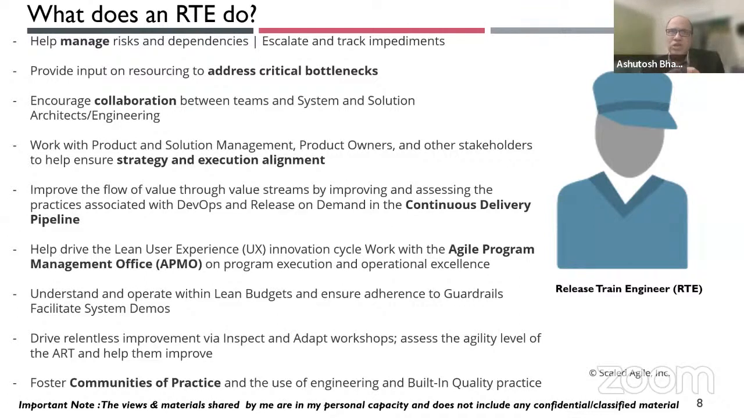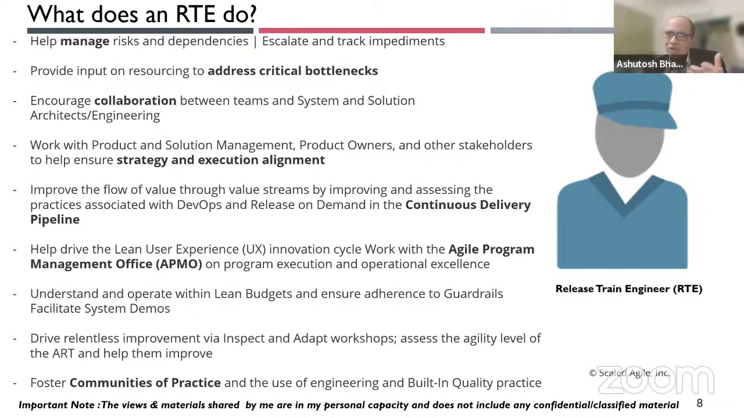So what is the continuous delivery pipeline? You can see it on the Scaled Agile Framework website. Right, so the continuous delivery pipeline consists of continuous exploration, continuous integration, continuous deployment, and release on demand. Those are the four elements of the continuous delivery pipeline.